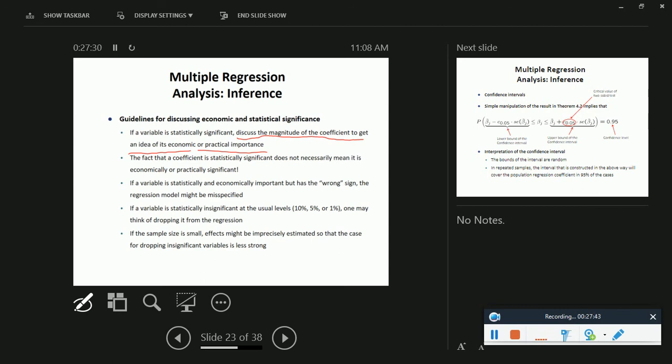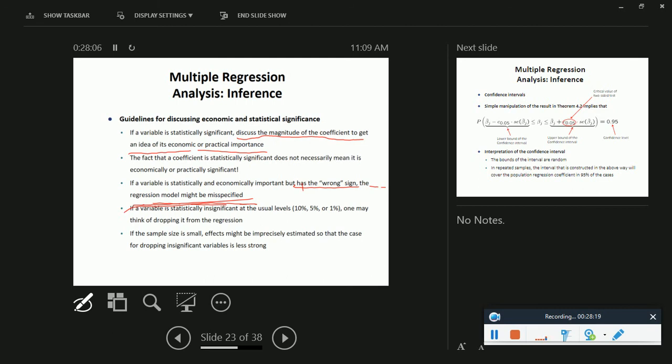And a variable may be statistically and economically important but have the wrong sign. If you have a wrong sign, then the regression model might be misspecified. Like you are assuming that if people are getting more educated, their wage would go up, right? But you ran a regression model and you found that the higher the education you are taking, your wage is going down. That means your model might be misspecified.